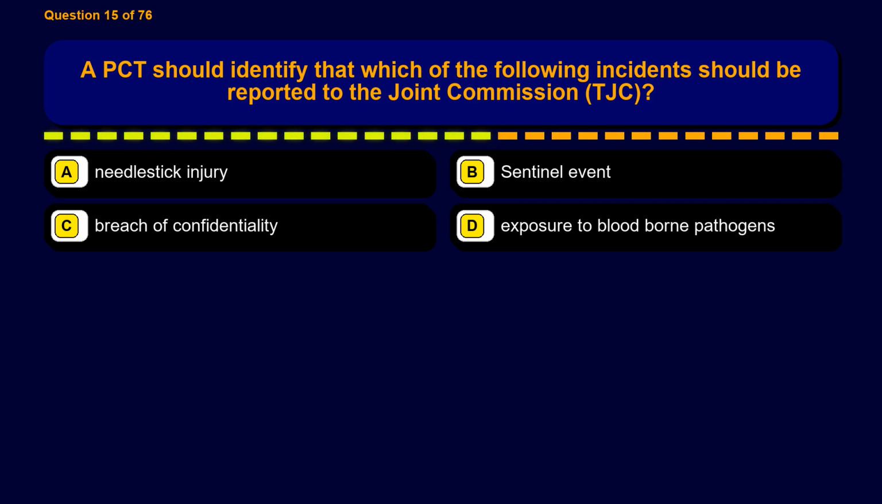Question 15. A PCT should identify that which of the following incidents should be reported to the Joint Commission, TJC. Option A, needle stick injury. Option B, sentinel event. Option C, breach of confidentiality. Option D, exposure to blood-borne pathogens.